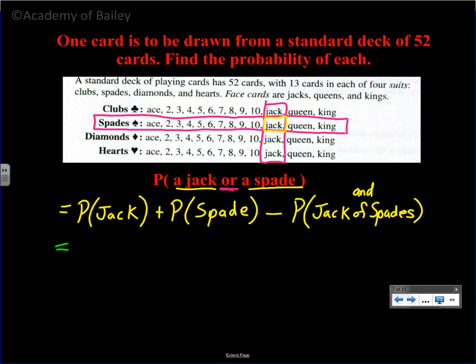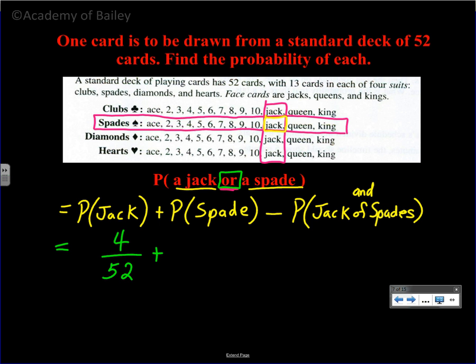How many jacks are there? There are 4 jacks out of 52 cards in the deck. Now remember, you're only going to be pulling 1 card out because this is or. You're not pulling both of them out. You're only pulling 1 out. So we're going to add it to the probability of a spade being chosen.